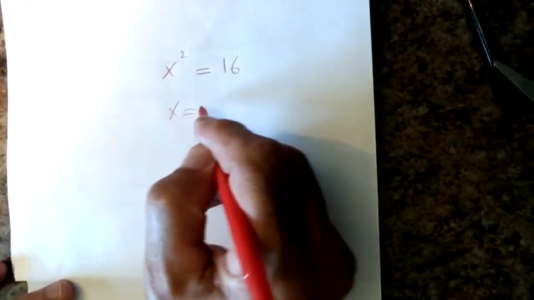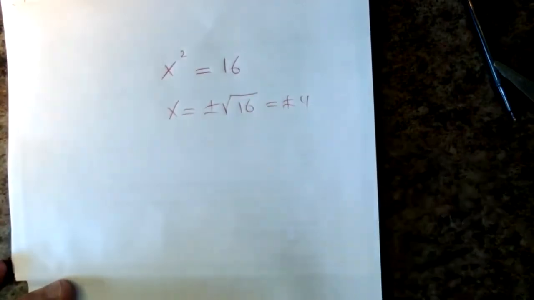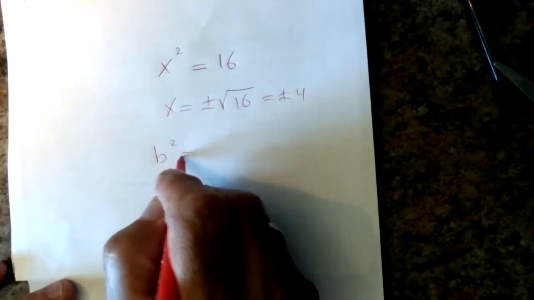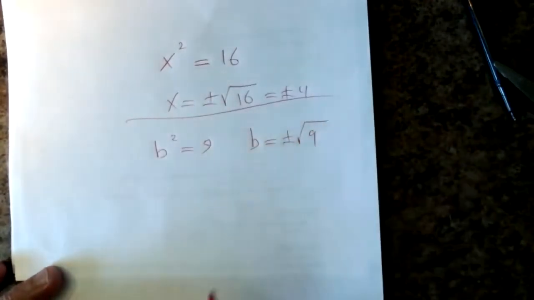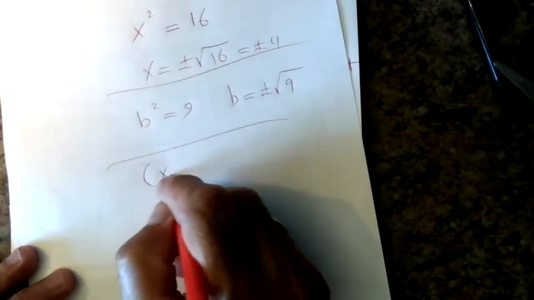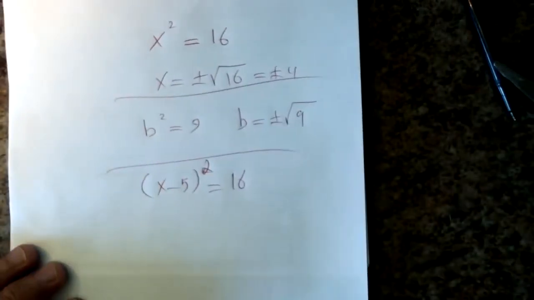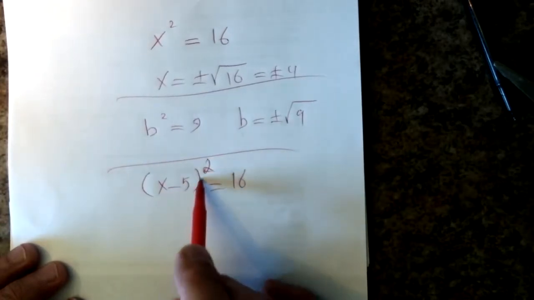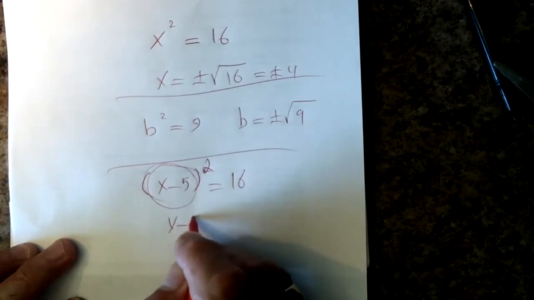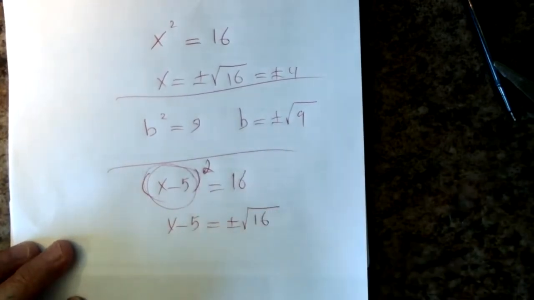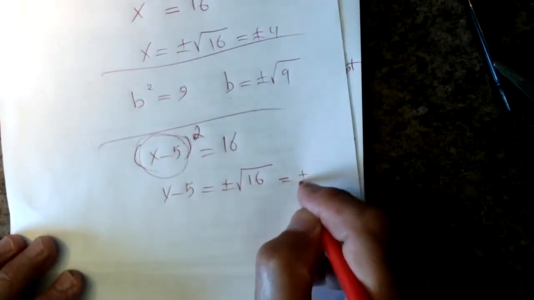See here, let's say I have x squared equal to 16. We said x is plus or minus radical 16, or plus or minus 4, correct? If you have b squared equal to 9, then b is plus or minus radical 9, right? It means you just write b, you don't have this 2 anymore. What if you have (x minus 5) to the power of 2 equal to 16? It's very similar. You have something to the power of 2. What you do is you write this, and then you put a plus or minus radical of that here, which is plus or minus 4.